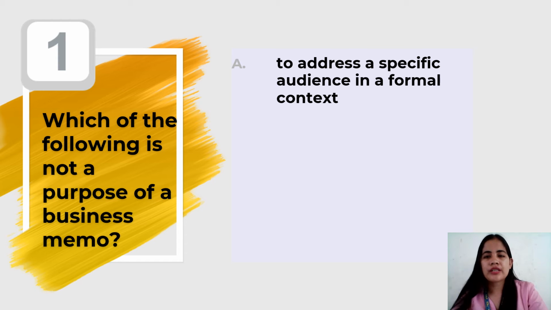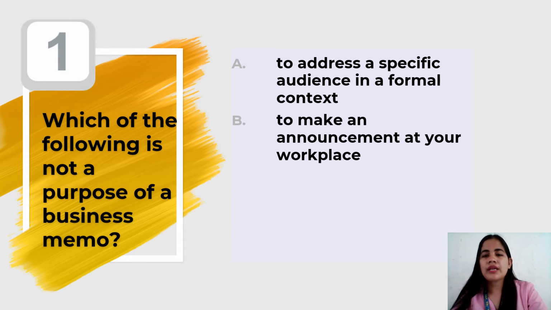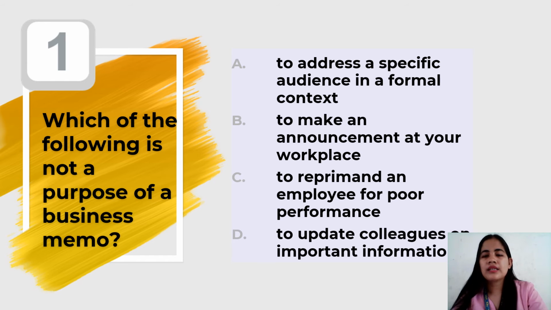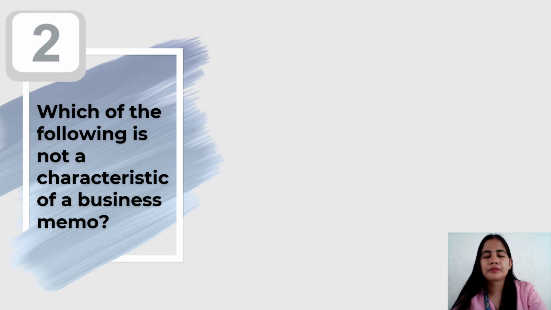Very good. So first, number 1, which of the following is not a purpose of a business memo? A, to address a specific audience in a formal context. B, to make an announcement at your workplace. C, to reprimand an employee for a poor performance. D, to update colleagues about important information. Okay, can you follow, class? Okay, very good.